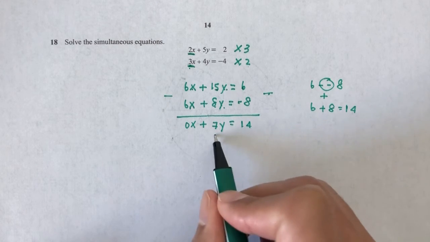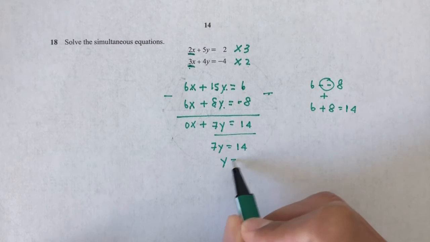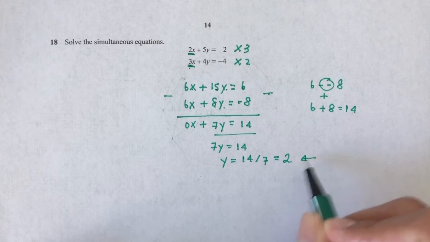Okay, so what do we have here? We have 7y equal to 14. So y equal to 14 divided by 7, which is 2. That is your answer for y.